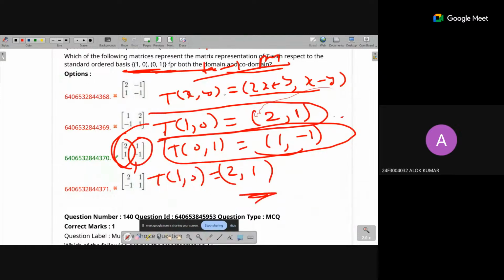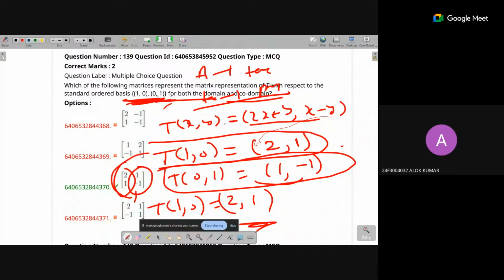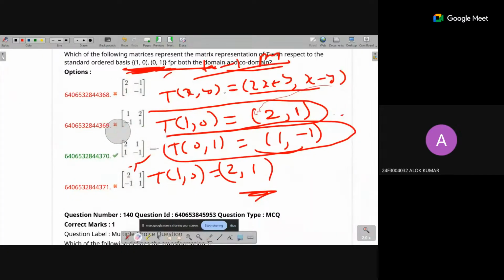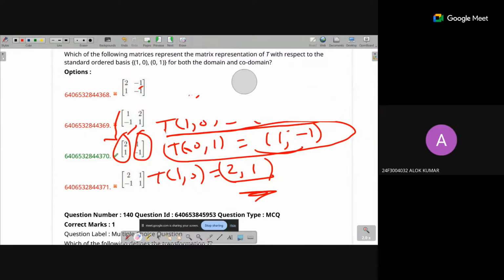This is true only because the codomain is standard. If the codomain is not standard, you have to figure out the coefficients and then write them in the column. Since it is a standard basis for the codomain, you can simply write 2 comma 1 here and 1 comma minus 1. Get that? From the transformation, I get the matrix. In the first question, we got the transformation from the matrix. In the second question, we get the matrix from the transformation. Understand this question? Any doubt?